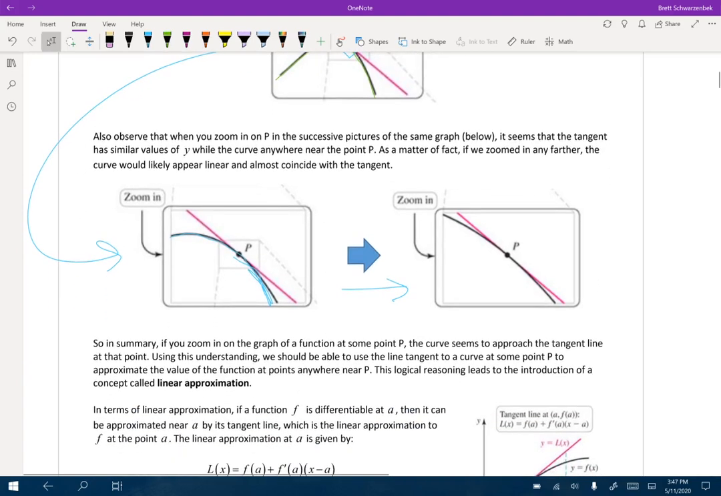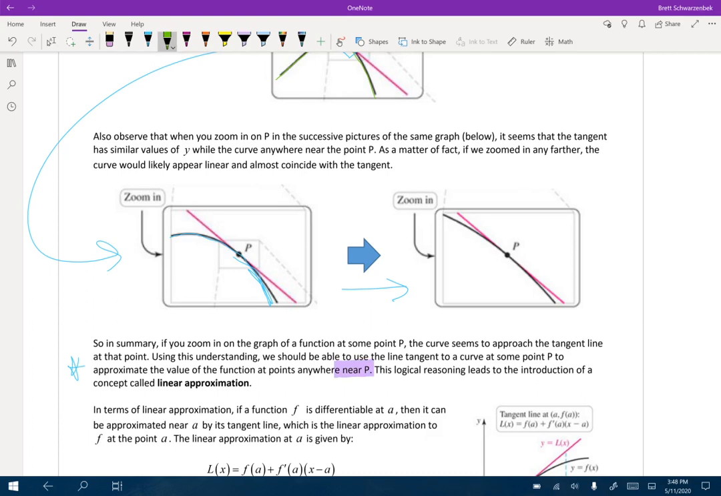So what is the key concept here? Well, it says, in summary, if you zoom in on the graph of the function at the point P, the curve seems to approach the tangent line at that point. Using this understanding, we should be able to use the line tangent to the curve at some point P to approximate the value of the function at points, keyword, near P. Okay, so what does that mean exactly?